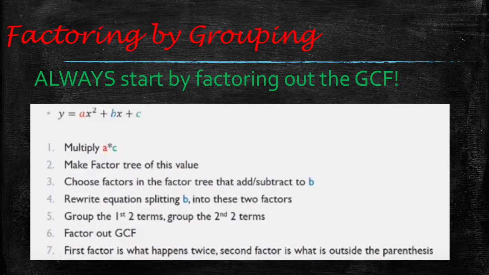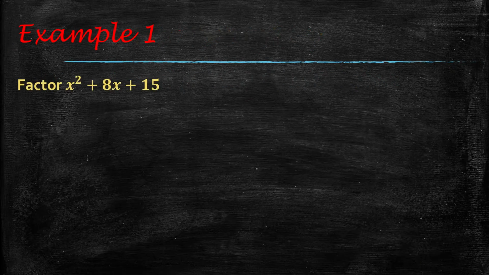Then you're going to rewrite the equation, splitting b into these 2 factors. You're going to group the first 2 terms and then group the second 2 terms, because at that point you will have 4 terms. Then you will factor out the GCF of each of those groups, and the first factor is what happens twice, which is the factors in parentheses, and the second factor is what is on the outside of the parentheses. So let's look at an example going through these steps.